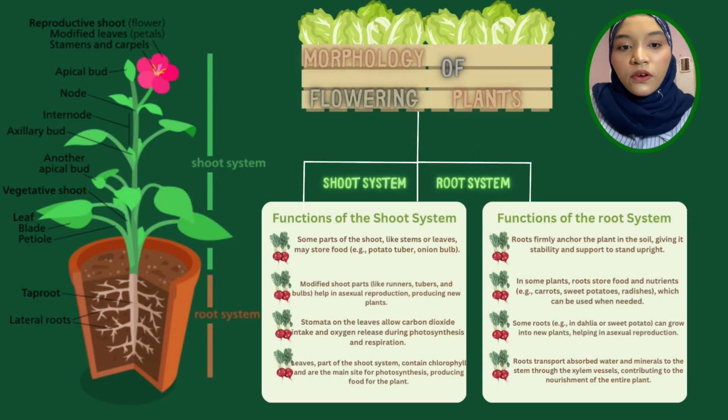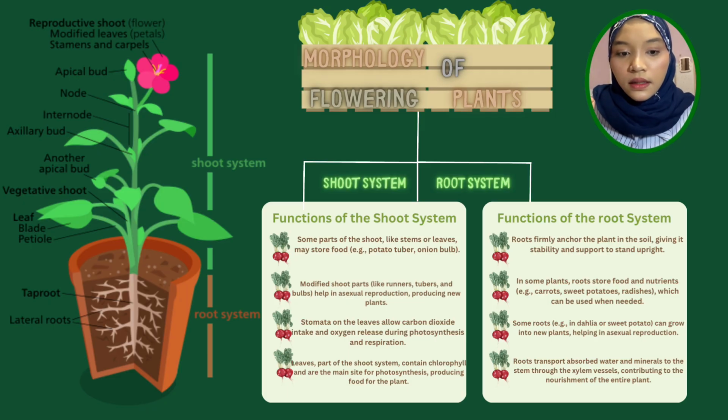The third one is the morphology of flowering plants. There are two types of system. The first one is the shoot system and the second one is the root system. The root system is the underground part of the plant, and it consists of main roots, its branches and root hairs. So what is the function of the root system? It anchors the plant to the soil. And the second one, it absorbs water along with minerals from the soil.